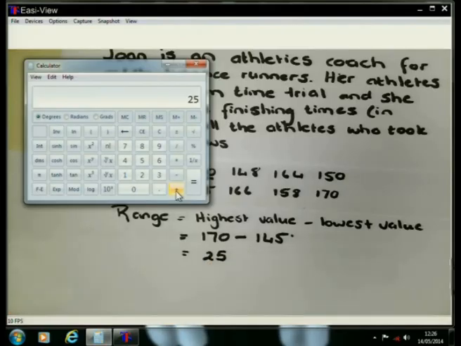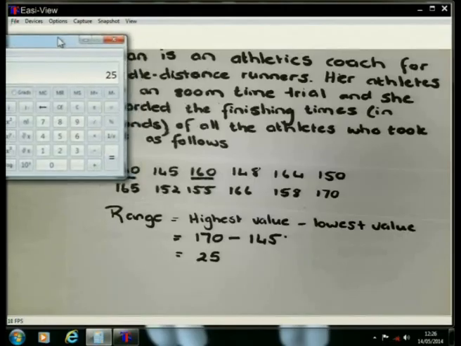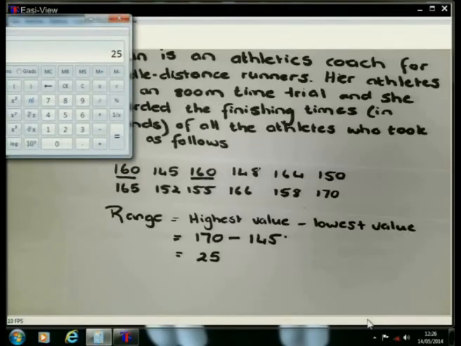So all that the range is, we say it is the difference between the highest value and the lowest value. The difference in mathematics just means you must go and subtract the two values. It will show us how the data is spread out. It is spread out from 145 up to 170.